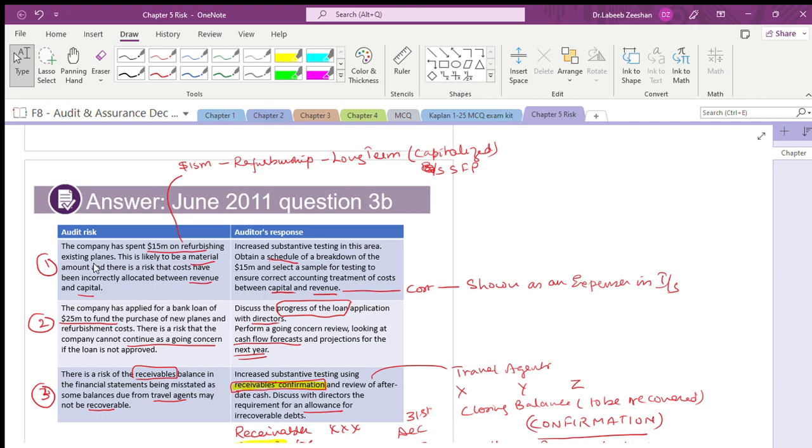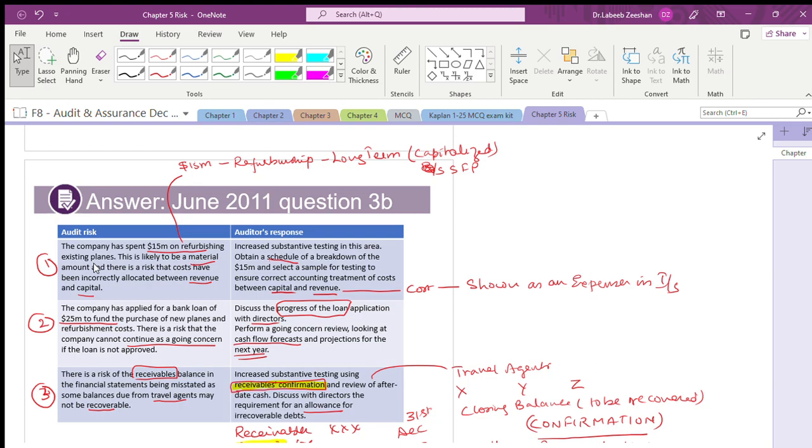The 15 million on repurposing the existing planes is a material amount. The risk associated is whether it has been treated as revenue or capital. You have to do substantive testing, which means detailed testing. Get the schedule of the items to check whether it has been done correctly or not. As simple as that. We are not going into detail; we just want to make sure that it has been done correctly.